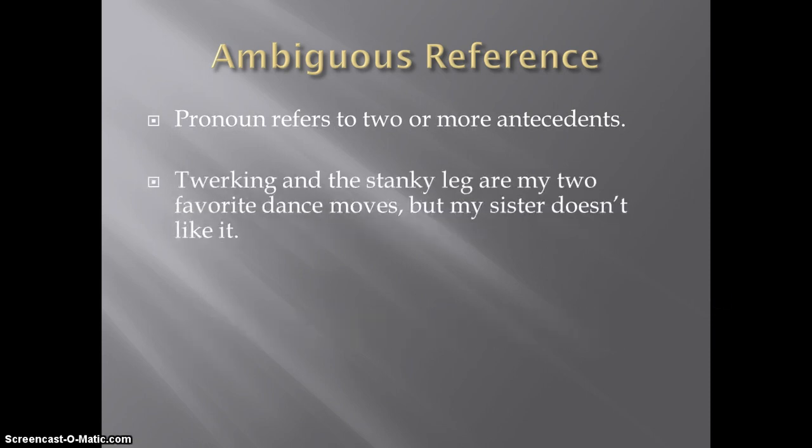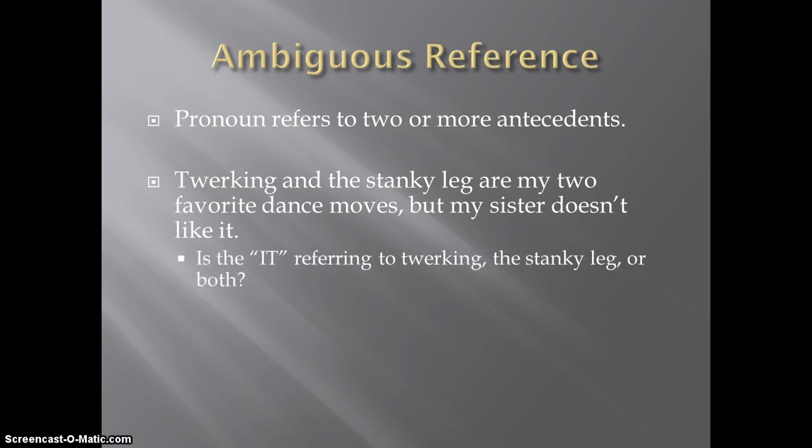For instance, twerking and the stanky leg are my two favorite dance moves, but my sister doesn't like it. What does the it in this instance refer to? Is it referring to twerking? Is it referring to the stanky leg? Is it referring to both? We don't know. It's ambiguous.